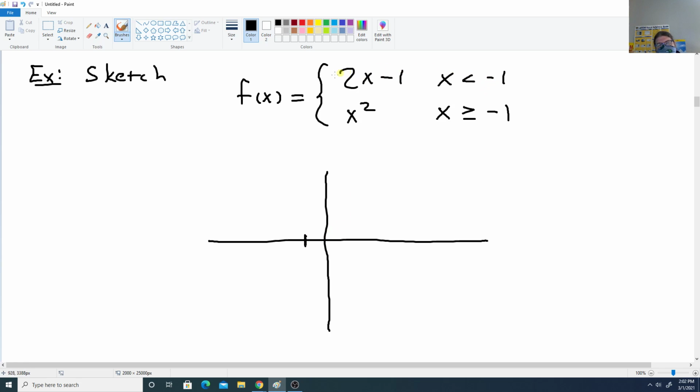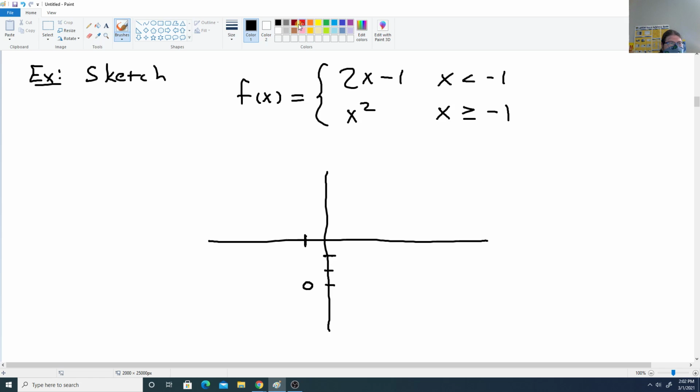Here, this is the diagonal line, and this is a U-shape. To figure out where we stop being 2x minus 1, I'm going to take negative 1 and plug it in for x here. I get negative 2 minus 1, which is negative 3. So for an input of negative 1, I have a y value of negative 3. Since there is no or equals here, I'm going to put an open dot down there. If there was an or equals underneath it, we'd use a closed dot.